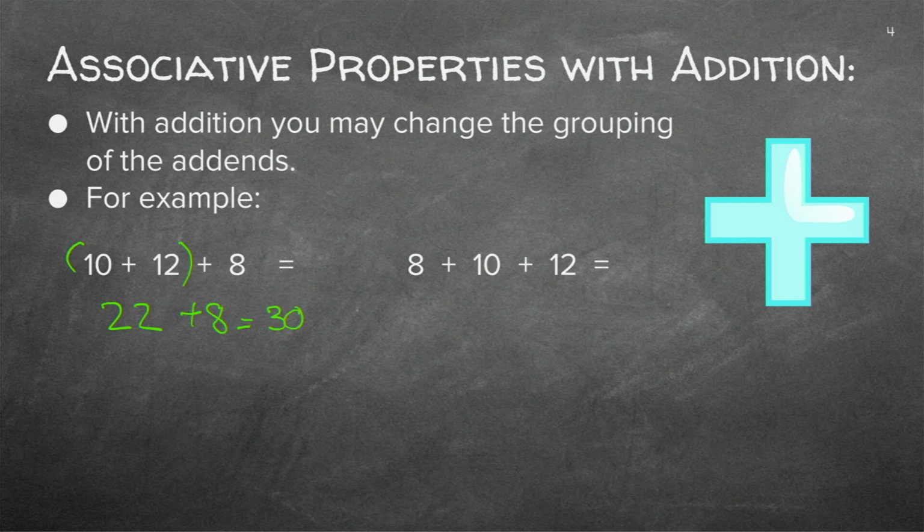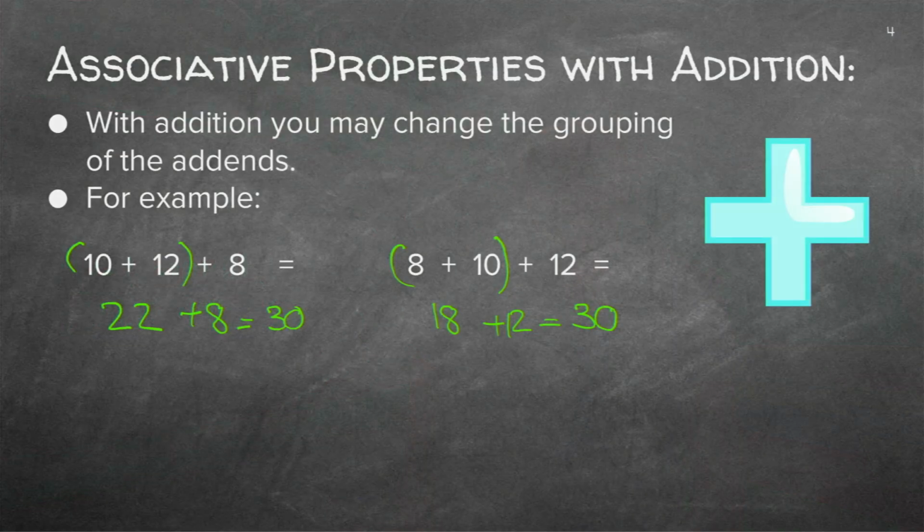Now I change the order of my grouping. Here I had 10 plus 12. Now I group 8 plus 10 together. So 8 plus 10 will give me 18, plus 12, and that will give me the answer 30. So with associative, you think of a group of people, but now we're not working with people, we're working with numbers. And when you are adding, you can place these numbers in different groups.